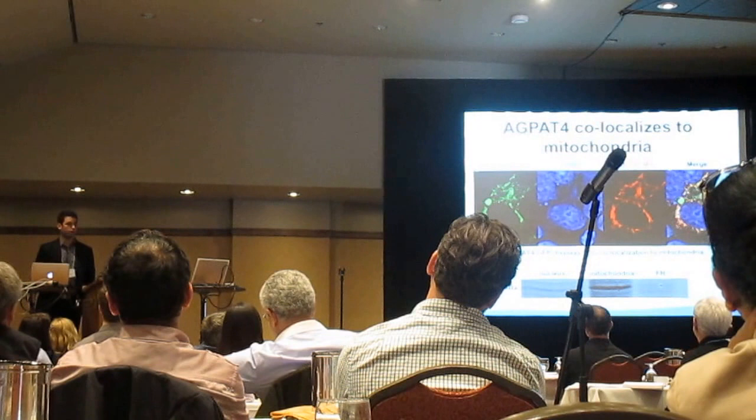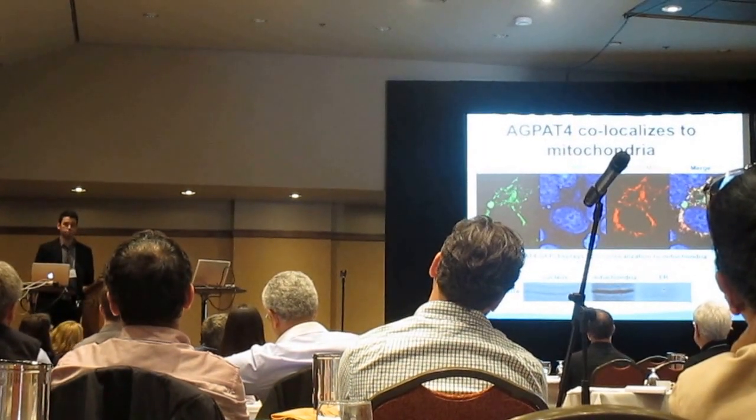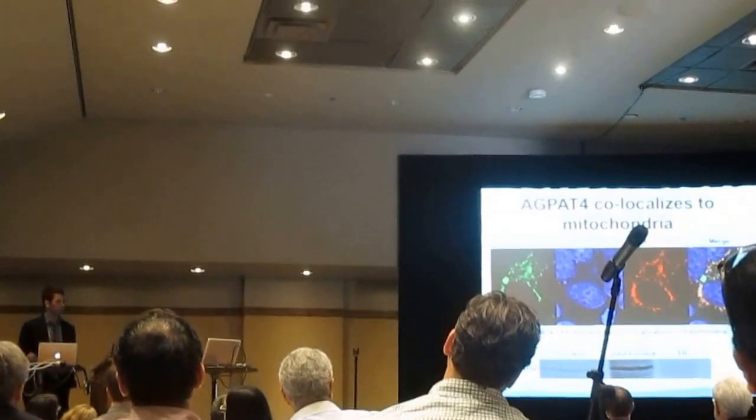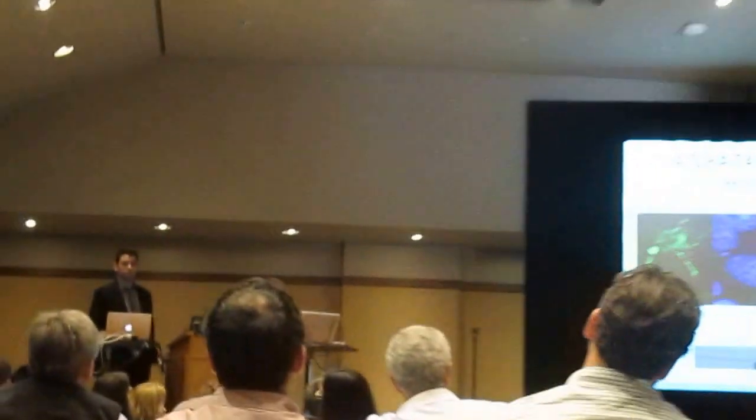So we started thinking, okay, if it's in the mitochondria, what could it be producing? What's so special about the mitochondria? Mitochondria has a phospholipid that's specific to it, which is known as cardiolipin. And cardiolipin is kind of a special phospholipid.